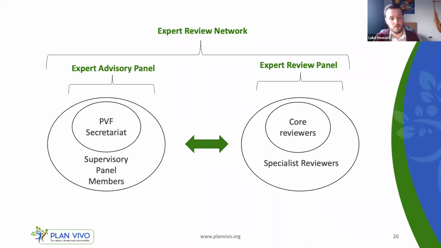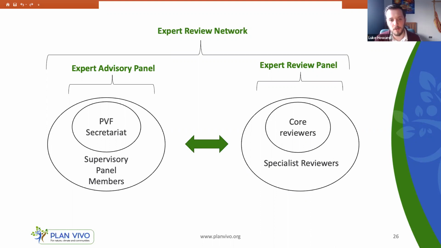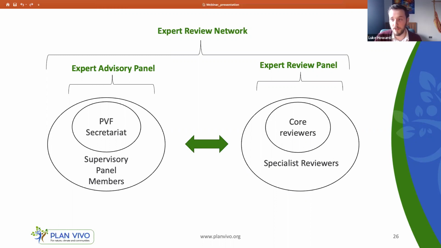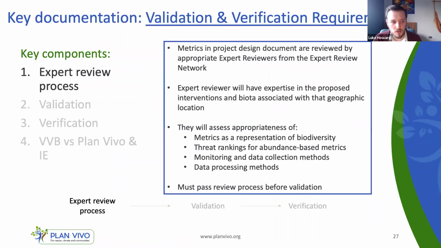But there will be some level of oversight from another group called the Expert Advisory Panel. Now, this is made up of the Plan Vivo Secretariat and supervisory panel members, and its aim is to act much like an editorial board of an academic journal. But together, these will create the expert review network, which can help us to assess the appropriateness of suggested metrics from projects before they can become registered under PV Nature. So that was a step away. We're going to go back into the document again.